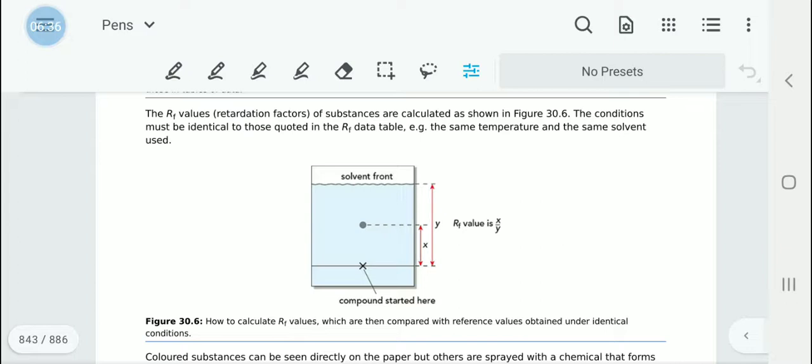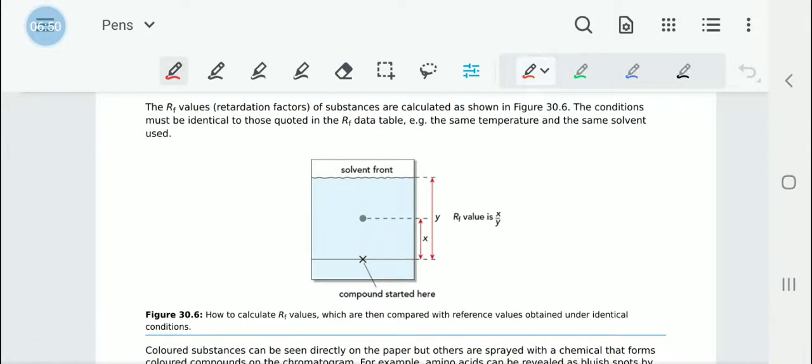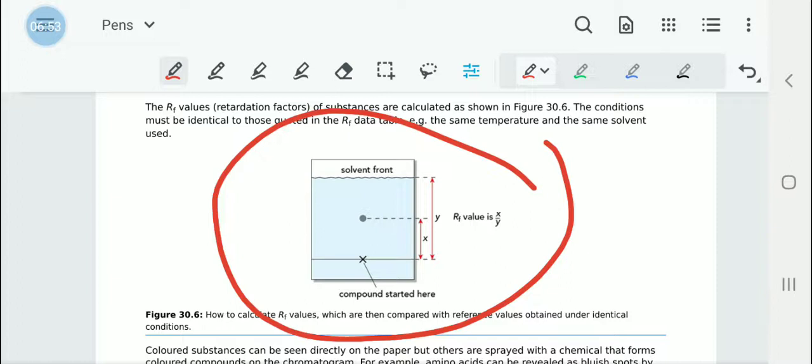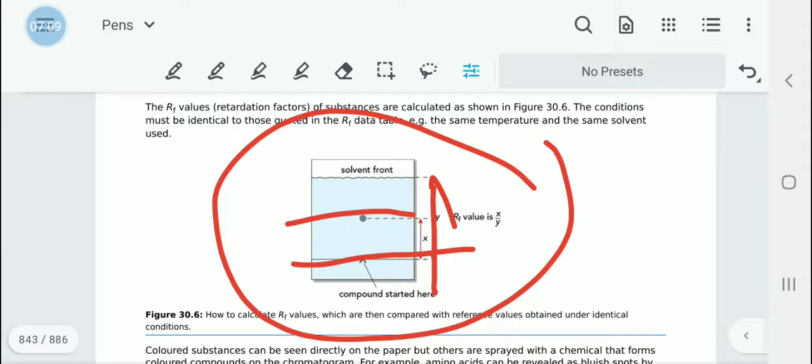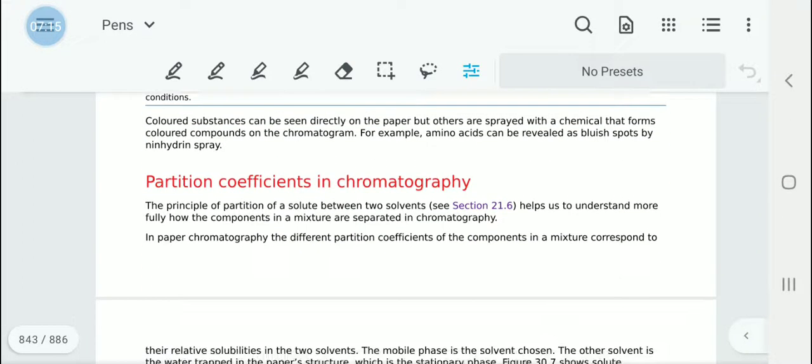With comparison to the values given, we will be able to identify what chemicals are present, but we need to make sure that the conditions are the same. Please draw this. This is how you calculate the RF value. RF value is the X upon Y. X is the compound starting point to where it has stopped, that length, divided by the solvent front, the entire height. I hope you understood. Draw this, and then we will go to the next part.